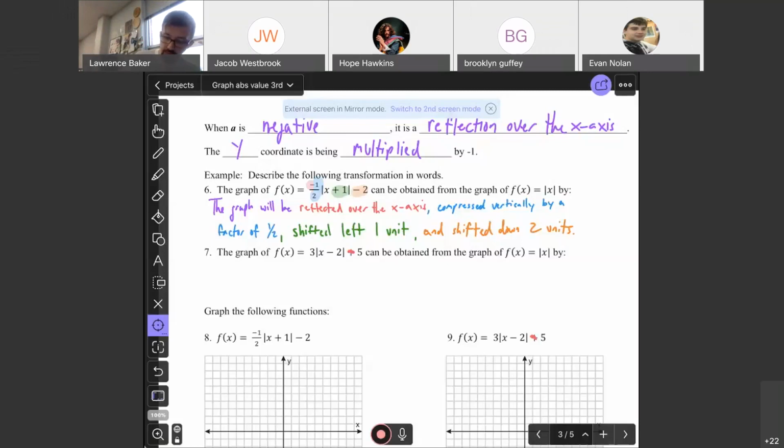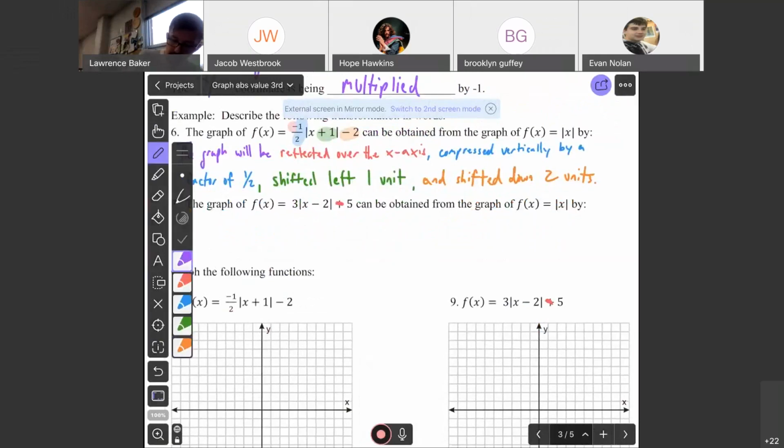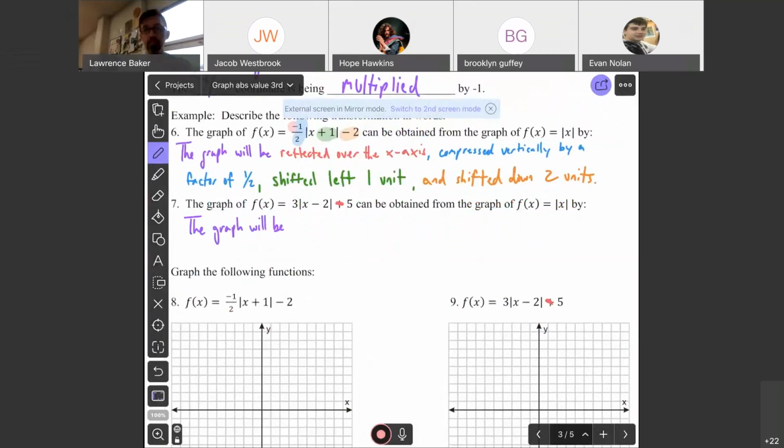Okay. So about number 7 here, how would we talk about 7? It will be reflected over the x-axis by 3. What makes something reflect, Jacob? What do we need to see in order to know there's a reflection? Negative. Okay. So we don't have a negative there, so it can't be a reflection. But what's that 3 doing? So you brought up the 3. What's it going to do?